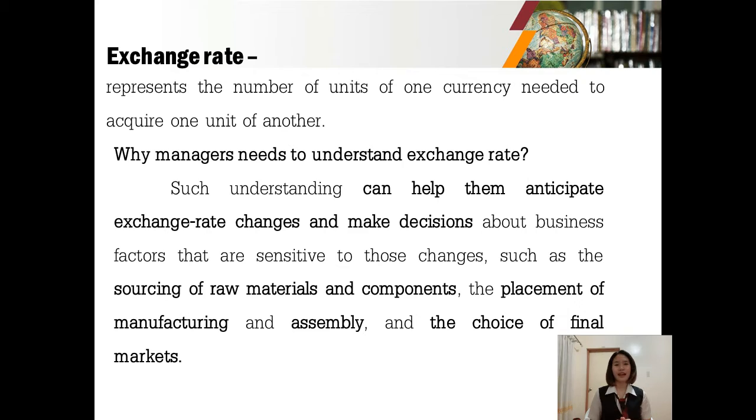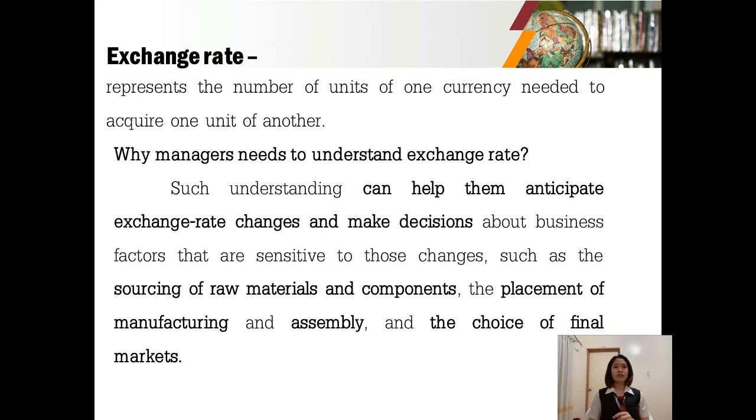First, we will define exchange rate. Exchange rate represents the number of units of one currency needed to acquire one unit of another. So, in simple definition, exchange rate is the value of one currency for the purpose of conversion to another currency.